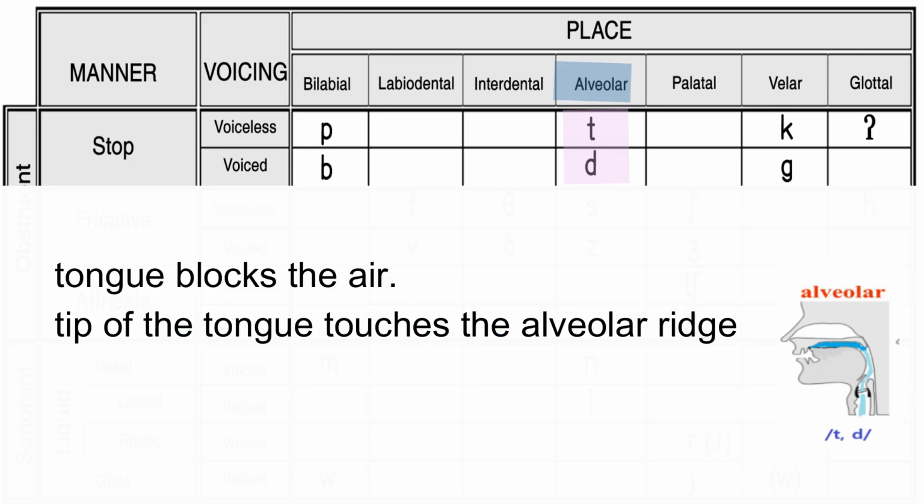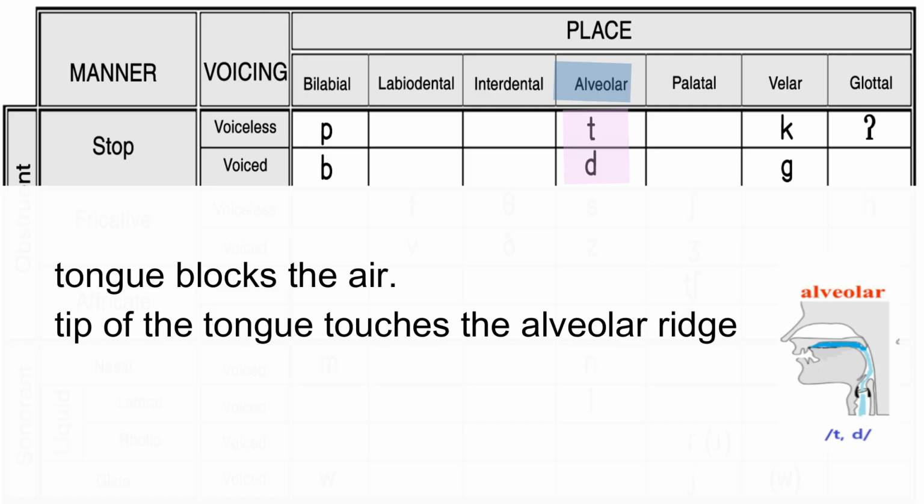The tongue is the tool to block all the air. The tip of the tongue touches the alveolar ridge and the sides of the tongue press against the upper side teeth. In this way, air is briefly prevented from leaving the vocal tract. The sound is aspirated when the air is released.